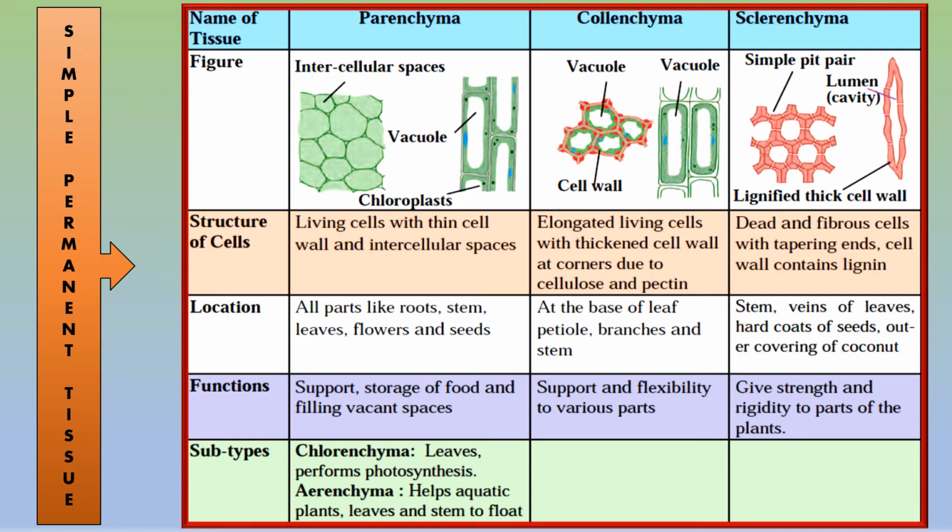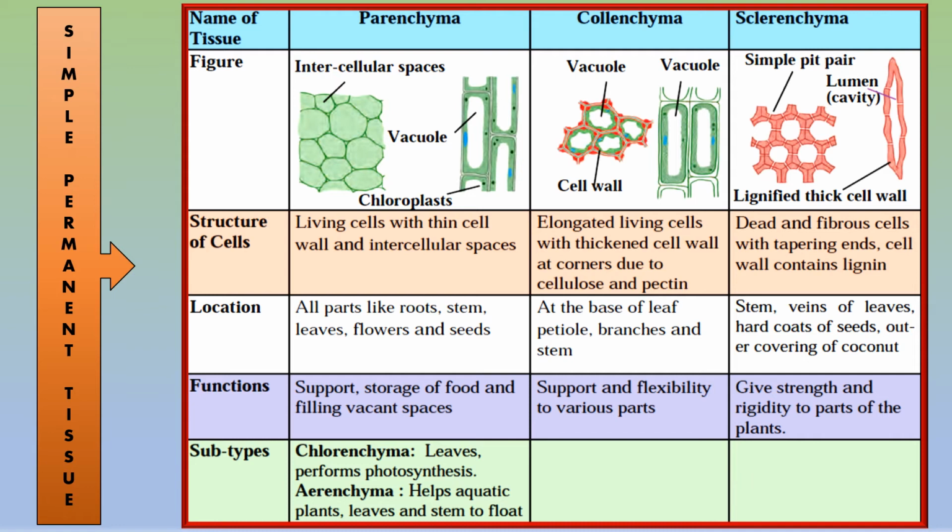Now, parenchyma is present in all parts like the root, stem, leaves, flower and seed, whereas collenchyma is present at the base of the leaf petiole, where the leaf is attached to the stem. It's present in the branches and the stem. And sclerenchyma, the dead and fibrous cells, are present in the stem, in the veins of the leaves, in the hard coats of seeds, for example, the outer covering of the coconut.